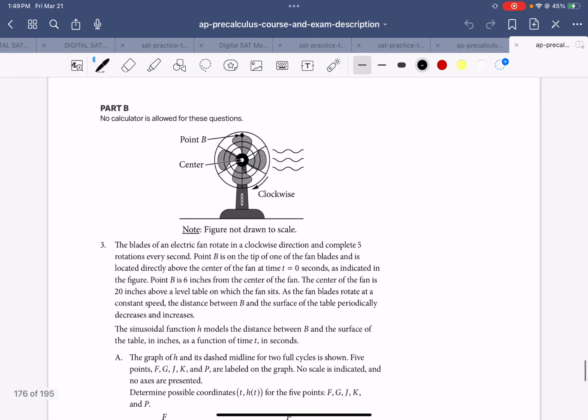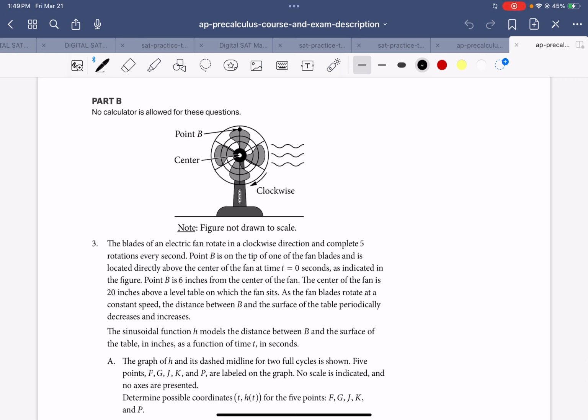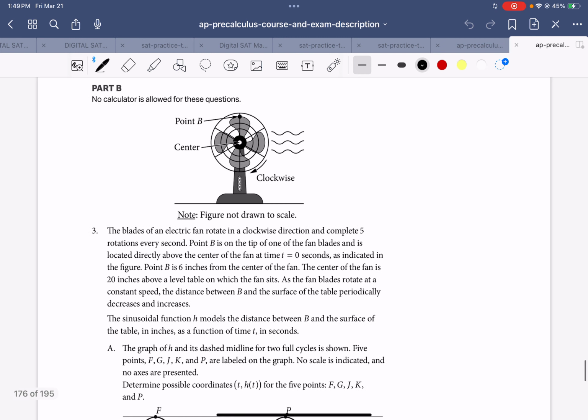Okay, this is part B, continuous free response questions. No calculator is allowed for these questions. Number three: the blades of the electric fan rotate in a clockwise direction, and they complete 5 rotations every second. So this one, they gave you information to find the period.